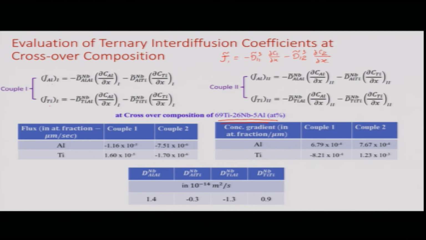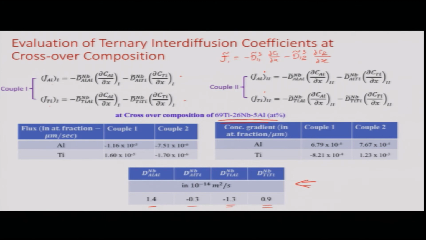So if we substitute these values of fluxes and gradients in the 4 equations here, we can solve and get the 4 interdiffusion coefficients, the values of which are listed here. We can see the main coefficient of aluminum is 1 order of magnitude larger than the cross coefficient DLTI. We have treated niobium as dependent component here, but the cross coefficient of TiAl is higher than the main coefficient of Ti, dTiTi, and it has a negative value.